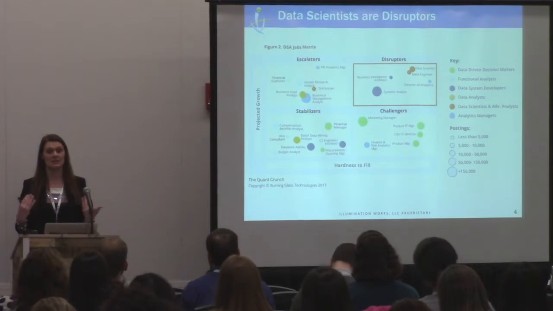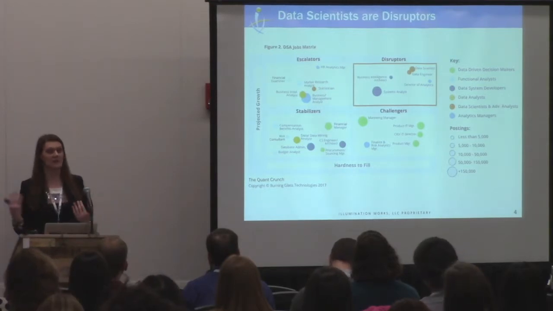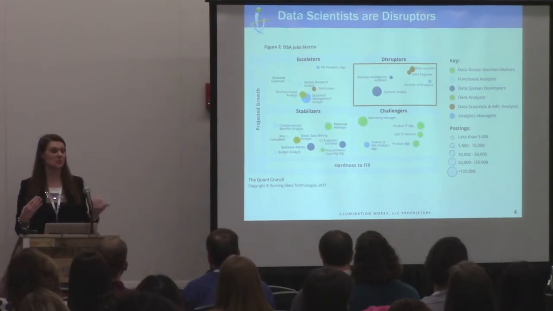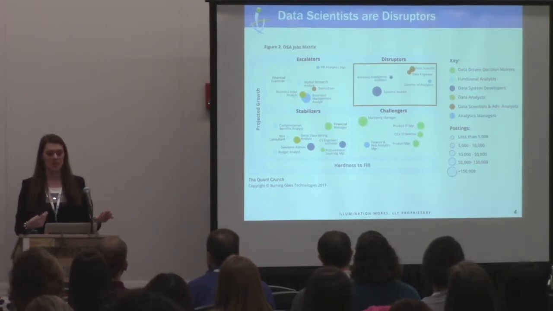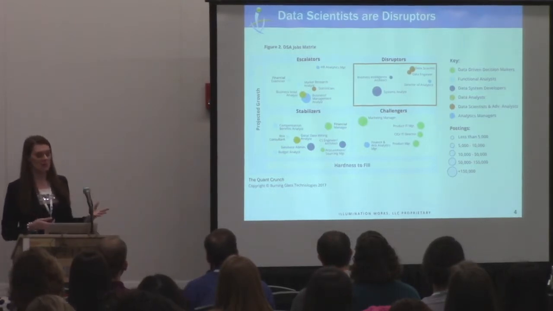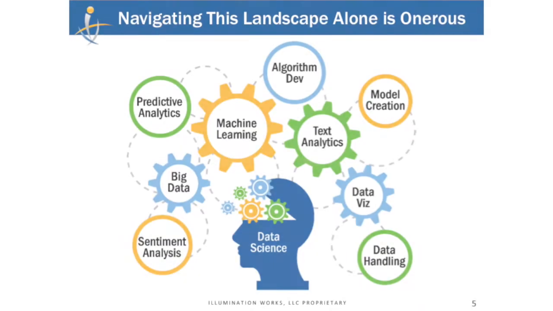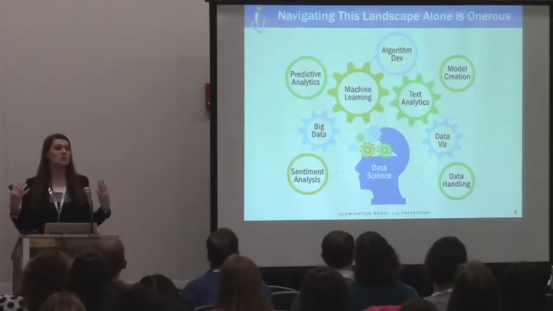My background is a PhD in academia, and then I decided I didn't want an academic career. So how is it that my skills translate to your business? There are a lot of things to think about in terms of data scientists. And the point is that navigating this landscape alone is really onerous. It's like, okay, I'm supposed to do predictive analytics. I'm supposed to know machine learning. I'm supposed to do text analytics and create these models and do the data visualization. And there are so many different things.